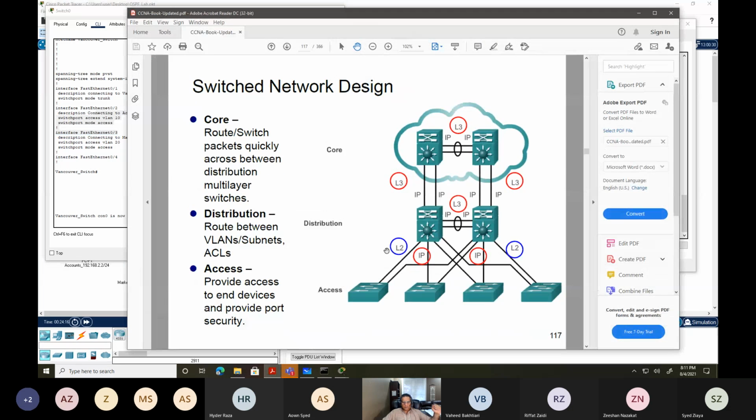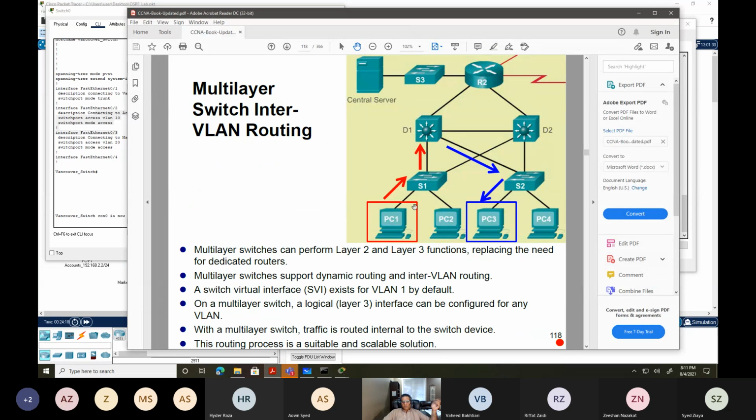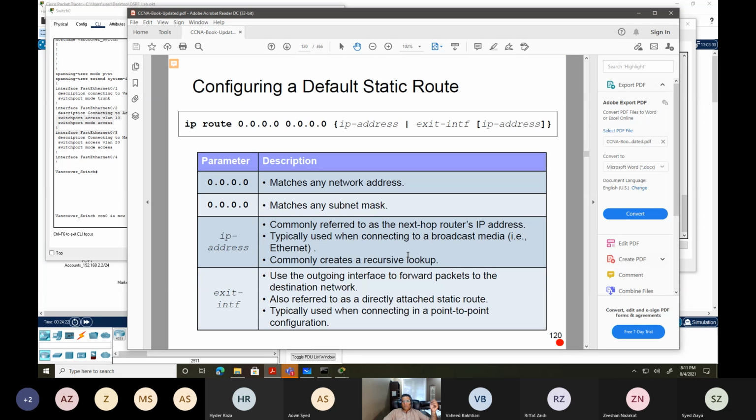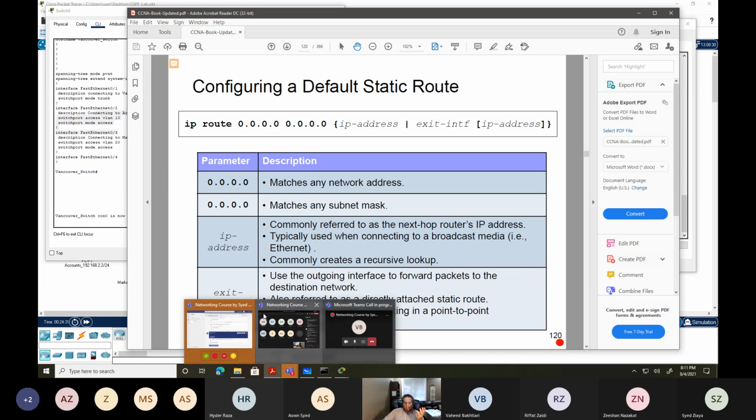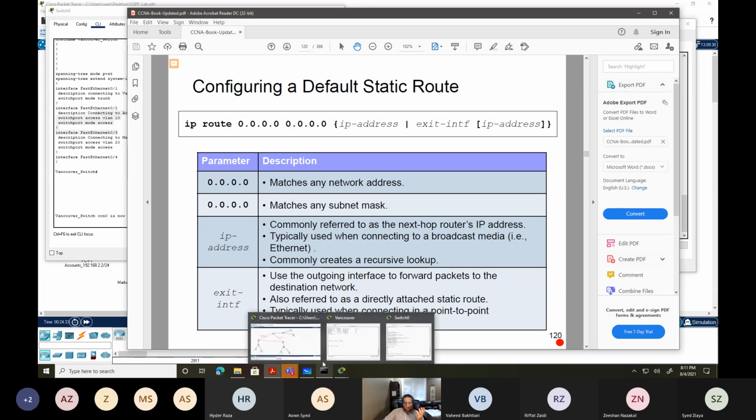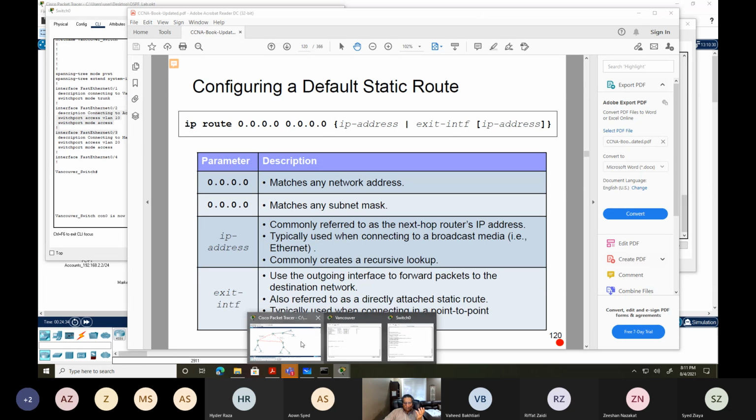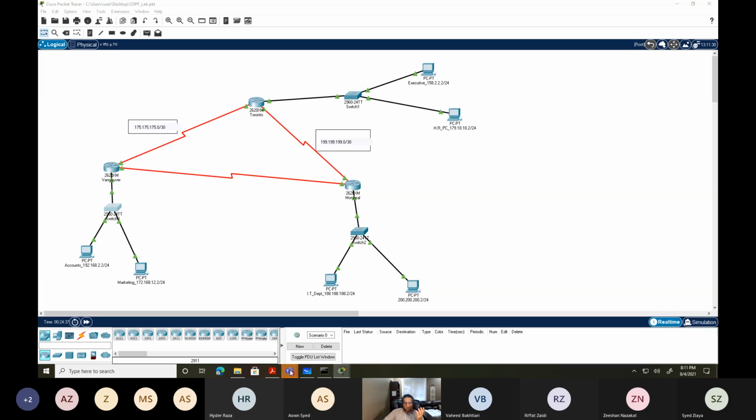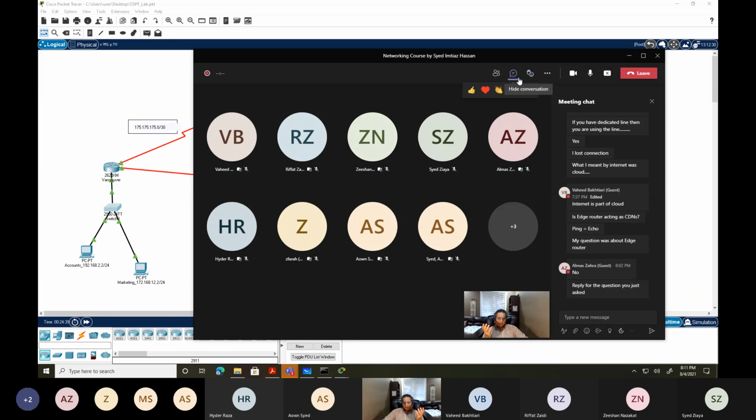So basically, let's go look at this. We were talking about multi-layer switching, the same thing we were talking about. What you were talking about earlier is basically the static routes, right? So what static route we were talking about is basically, if I have this right here, right? Give me a second.